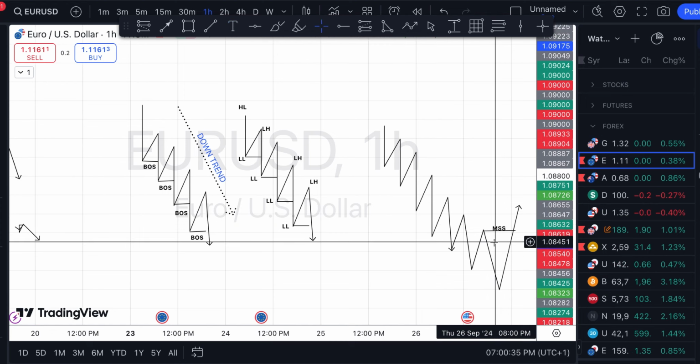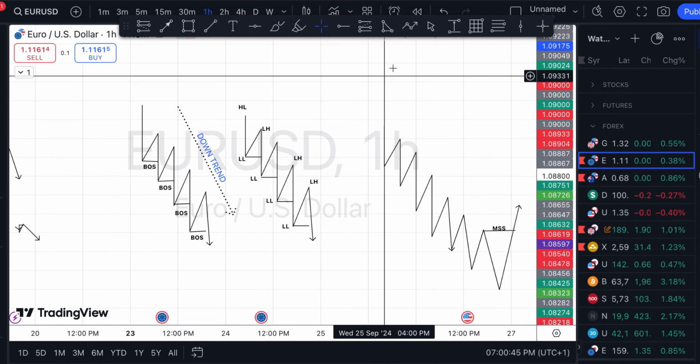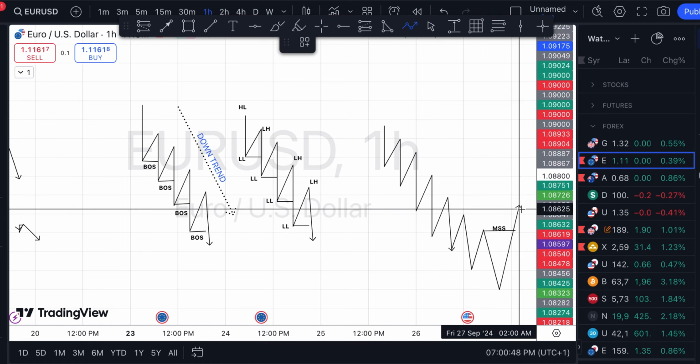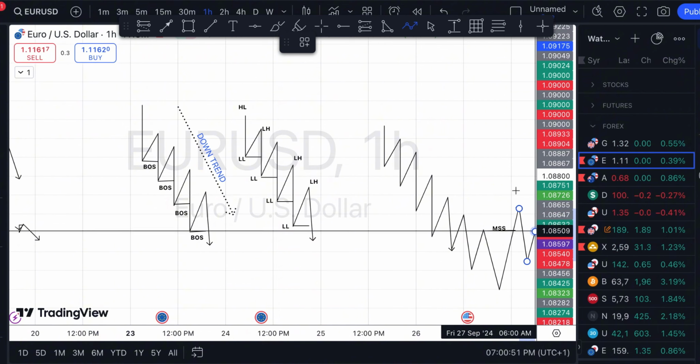So now price has given us an indication that price is about to shift structure and start buying. So this is what you see. You will see that price will do something like this. Price will trend down and then start buying.